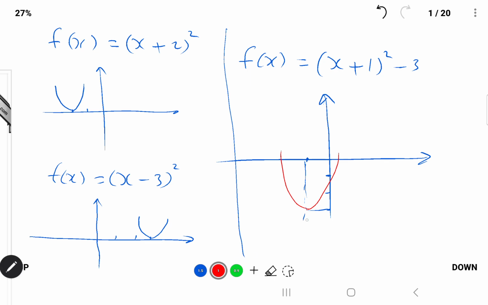Of course, this point here, you call it the vertex. In this case, the vertex is (-1, -3). And this line here, we call it the line of symmetry. It's x equal to -1.